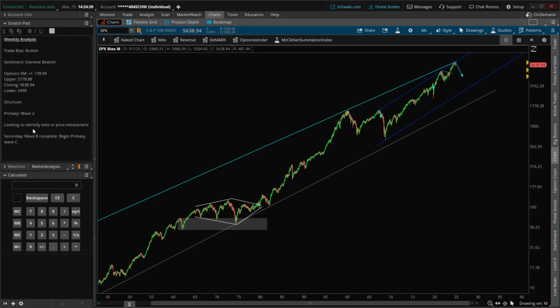Anything else? Oh, I didn't update this secondary. We'll update this as we go, so don't pay attention to that yet, and we'll talk about that when we get on the lower time frame.